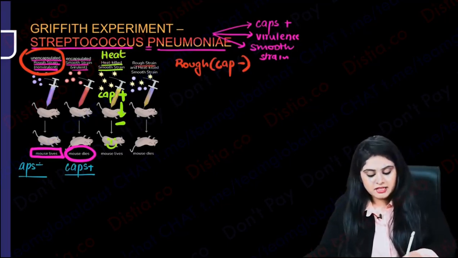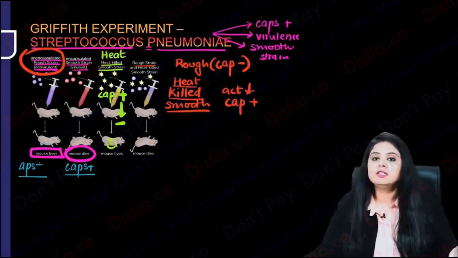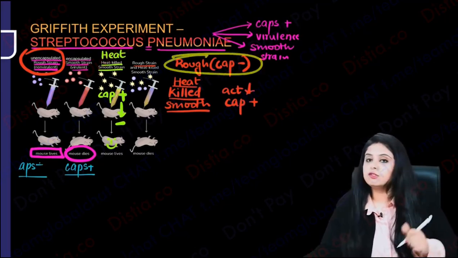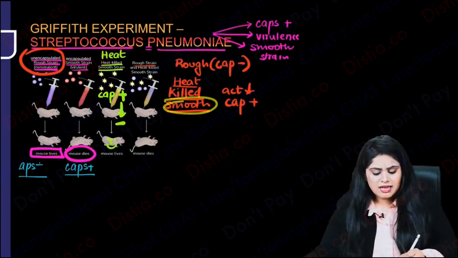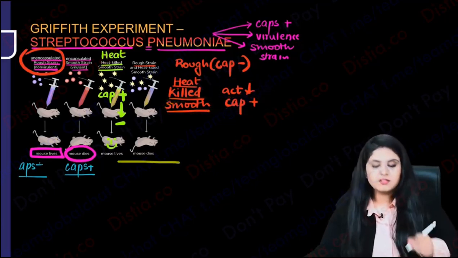I have mixed that with a heat killed smooth strain. What is this? Heat killed smooth strain means that definitely the capsule is there, but its activity has been decreased because it has been heat killed. So you will say either way, ma'am, the rough one had no capsule. The smooth one had a capsule, but you had reduced the activity. So overall your mouse should have survived.